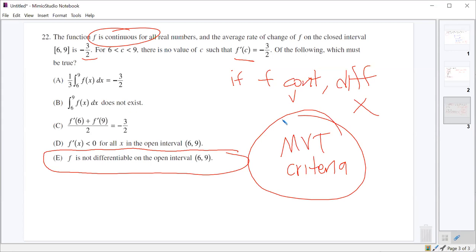So if it's differentiable, then it's automatically continuous, but not the other way around? That is correct. Right, because here is a function that is continuous. Yeah, absolute value of x is continuous for all real numbers of x, but it is not differentiable at x equals 0, right? But if something is differentiable, it must be continuous.